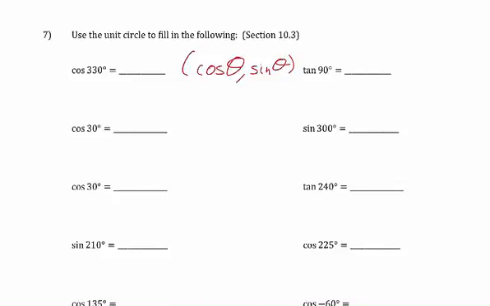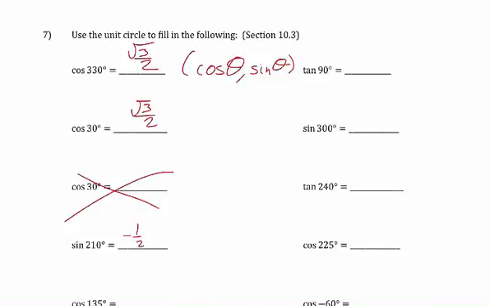So for many of these, we just kind of need to list them off. The cosine of 330 degrees is the square root of 3 over 2. Cosine of 30 degrees is also the square root of 3 over 2. Oops, double typed. Cosine of 30 degrees, same thing. Sine of 210, our y value, is negative 1/2.